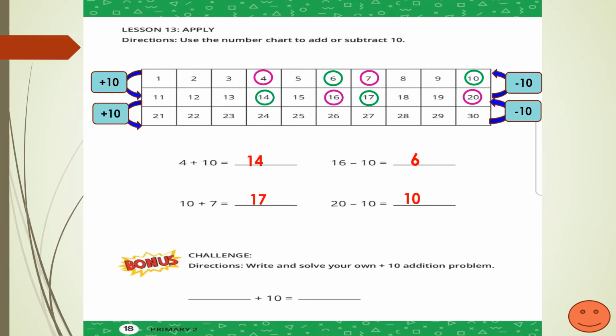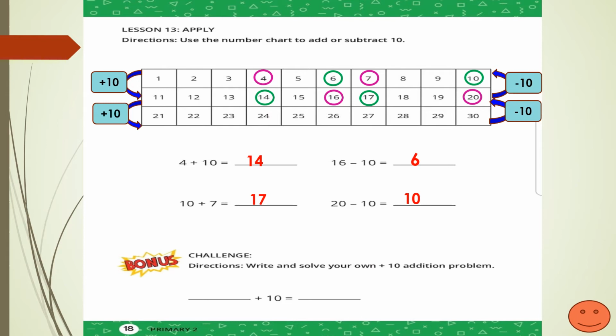Now, if I don't have the number chart and I want to solve the following problems using the adding or subtracting 10 strategy, let's assume I don't have the number chart, okay, and I want to solve them. 4 plus 10. First, you have to write the ones place as it is. 4 will be 4. And look at the tens place and add 1. The tens place here is 0. 0 plus 1 equals 1.